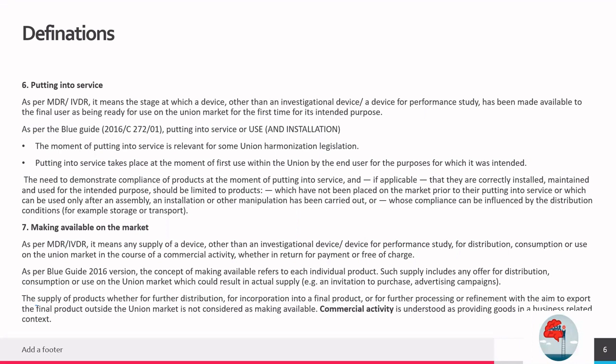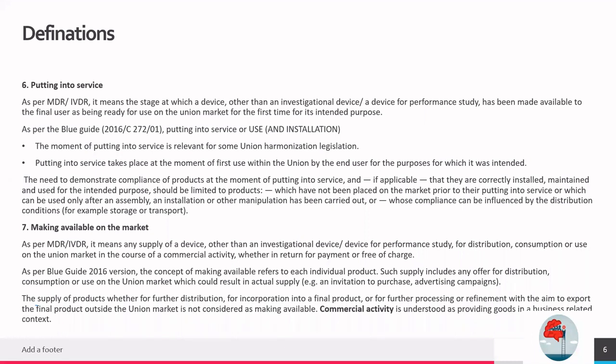As per the Blue Guide 2016 version, the concept of making available refers to each individual product, not the model of the product or type of the product. Each individual, they are saying in quantitative terms, not qualitative terms. Such supply includes any offer for distribution.